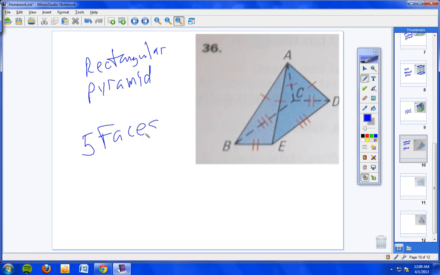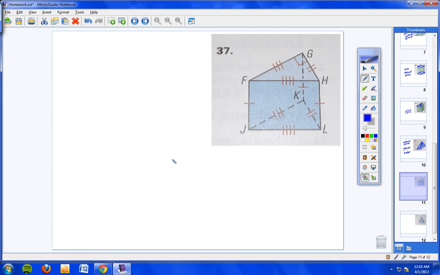And what else do they want us to count? The edges. That'll be interesting. We got an edge here, 1, 2, 3. We got 3 in the back, 4, 5, 6. We already counted these 2, so 7, 8. Looks like 8 edges to me. Okay? That's going to be hard to see, but it looks like 8 edges. All right? Let's move on to number 37.